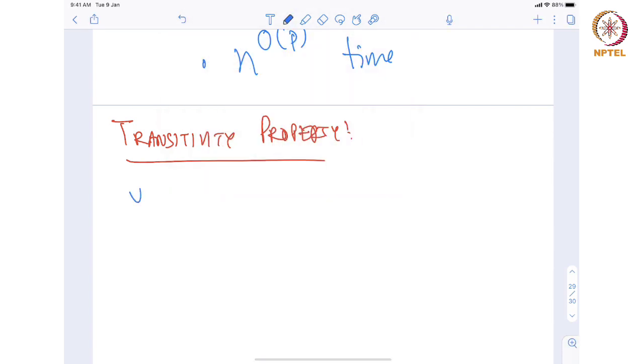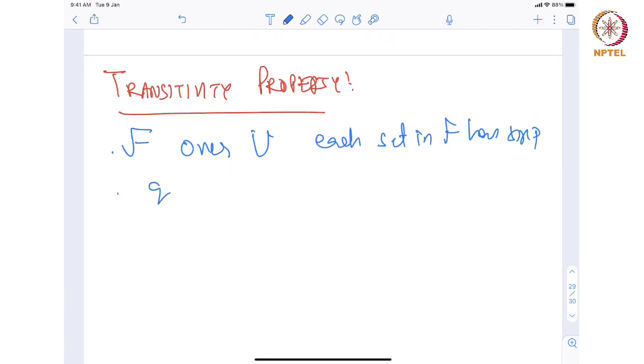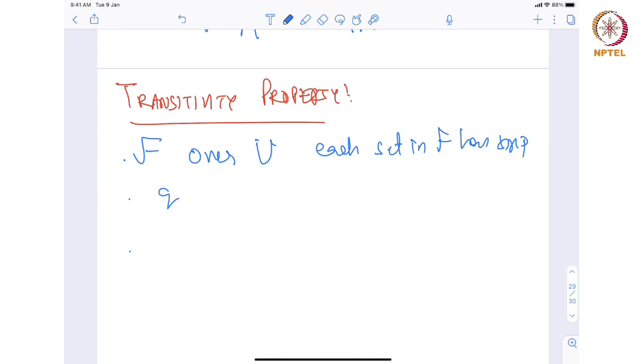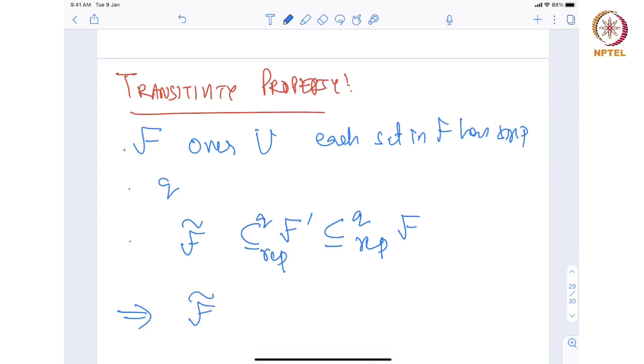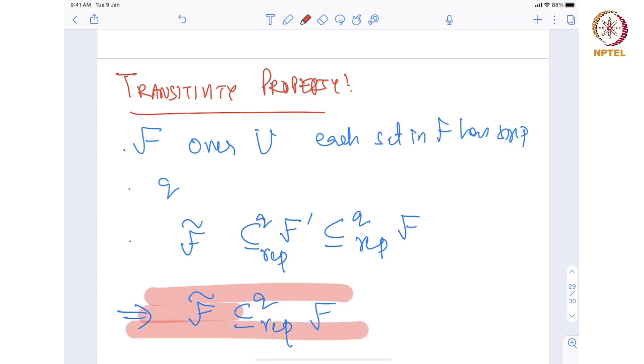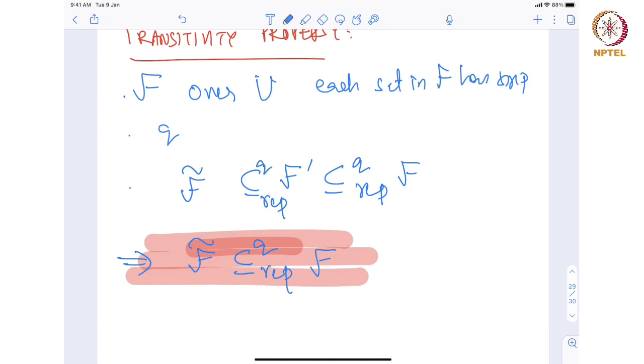Suppose you are given a family F over U, each set in F has size p, and you are given an integer q. What I want to say is that, look, suppose we have F prime, which is a q representative of F, and F tilde is a q representative of F prime. This implies that F tilde is a q representative of F. So this is what I mean by transitivity. And this is very easy to prove.